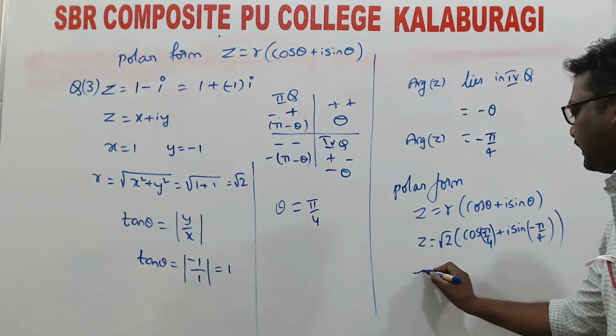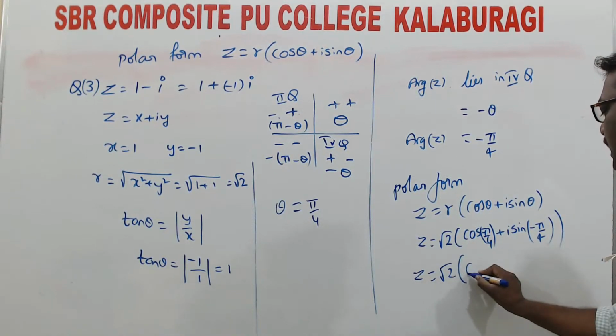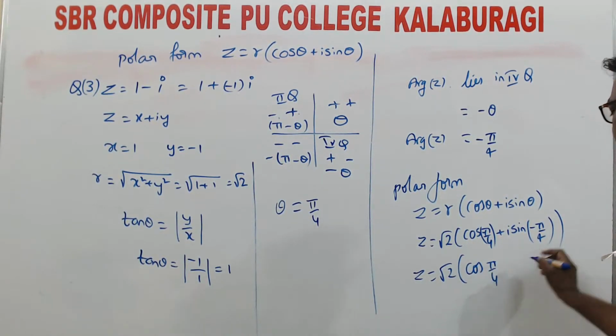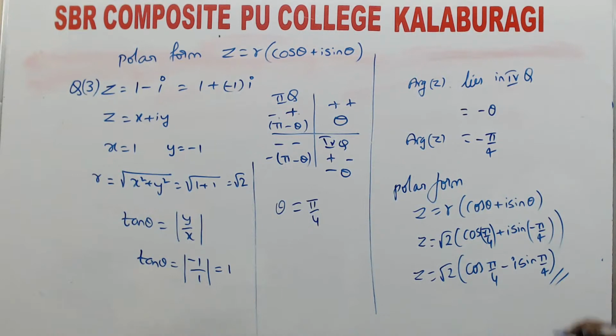Cos of minus theta we are getting as cos theta. Cos of pi by 4. Sin of minus x gives minus, so minus i sin pi by 4. This is the required answer. Either this or this, both are correct.